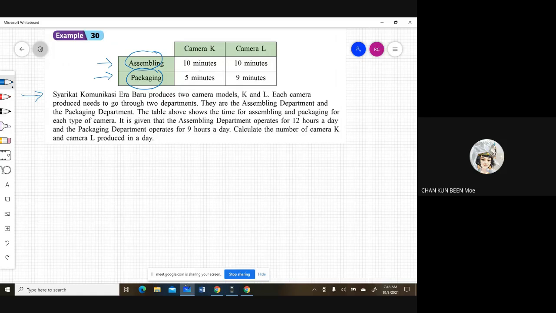It is given that the assembling department operates for 12 hours a day. So meaning this assembling department operates for 12 hours per day. Okay, and then the packaging department operates for 9 hours a day. So this one, 9 hours a day. Calculate the number of camera K and camera L produced in a day. So for this day over here, you need to find out the equation.